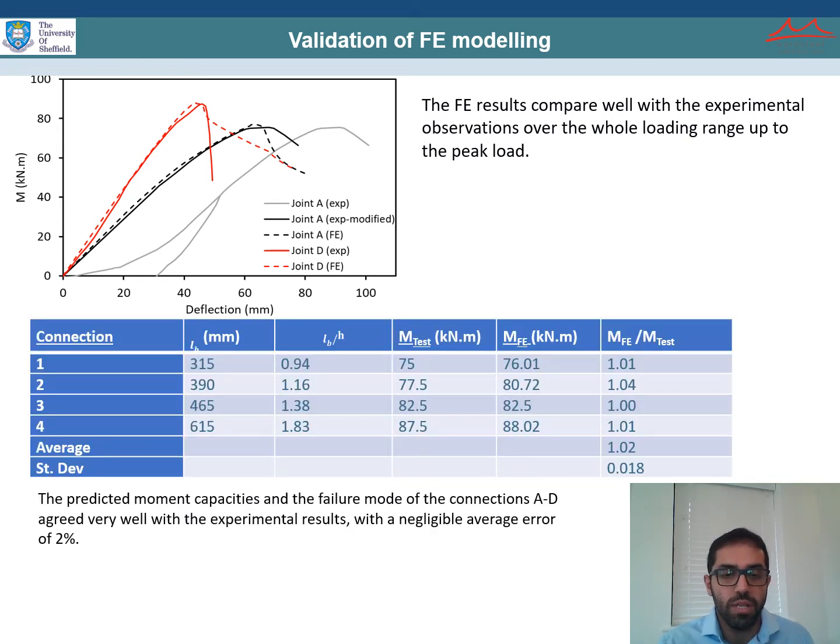This table compared the results of the strength obtained from finite element analysis and the test. As you can see, the average error between the test and finite element results is less than 2%, which is reasonable.